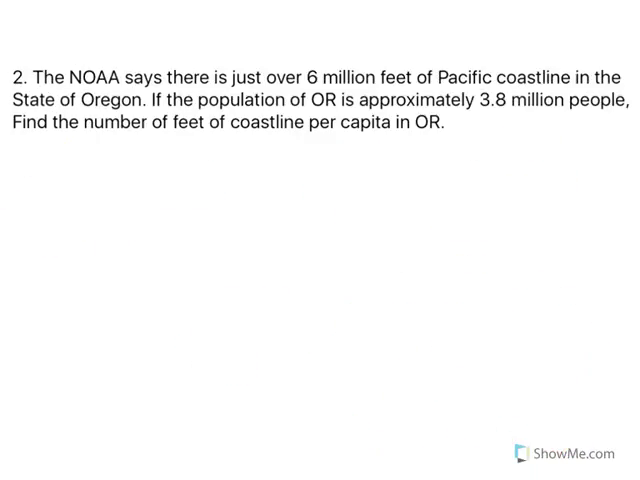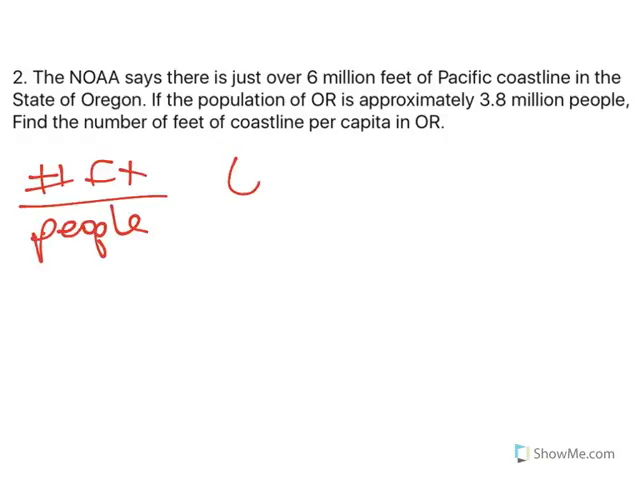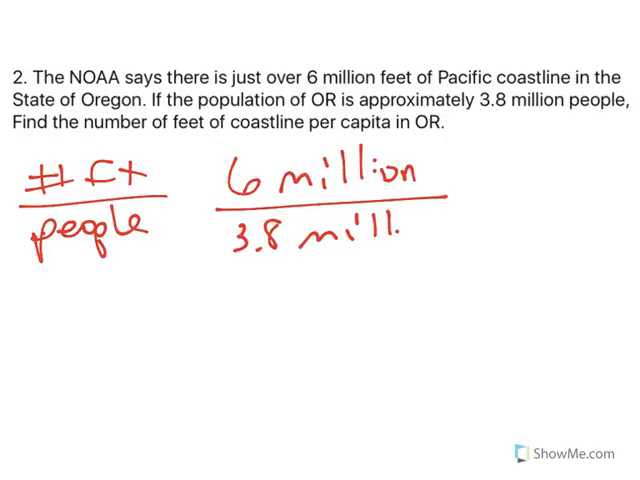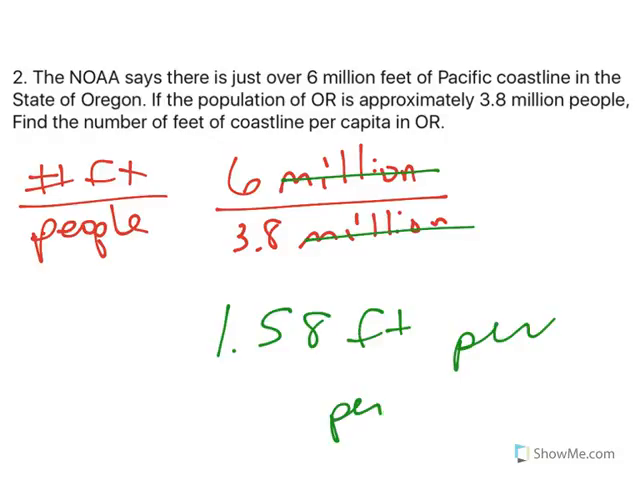Number 2, the NOAA also says there's just over 6 million feet of Pacific coastline in the state of Oregon. If the population of Oregon is approximately 3.8 million people, find the number of feet of coastline per capita in Oregon. Okay, so now again we're doing number of feet of coastline per capita. So in this case we've got 6 million feet of coastline over the 3.8 million people. Again, the millions cancel out. 6 divided by 3.8, there is 1.58 feet of coastline per person in Oregon.